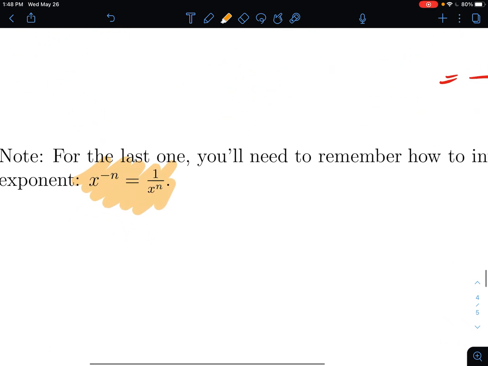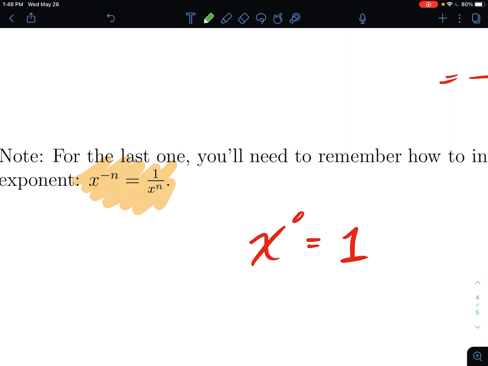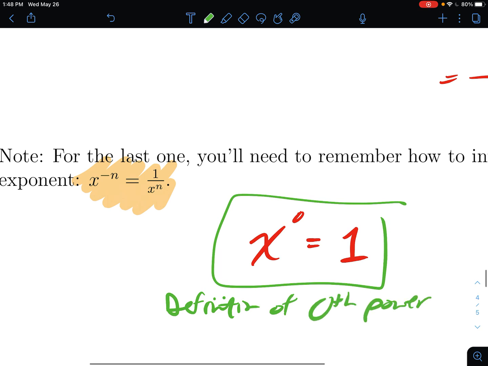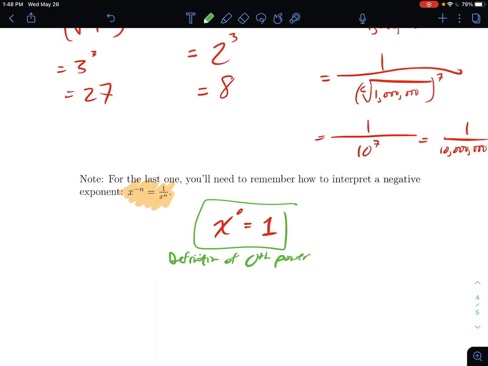And then another rule that I just want to highlight is x raised to the 0th power is 1. There's a reason for this from the rules, but just consider this the definition of the 0th power. In some cases, if we're applying a formula, it might wind up with a 0th power, and you can just say that means 1. All right, so that's it for this video.